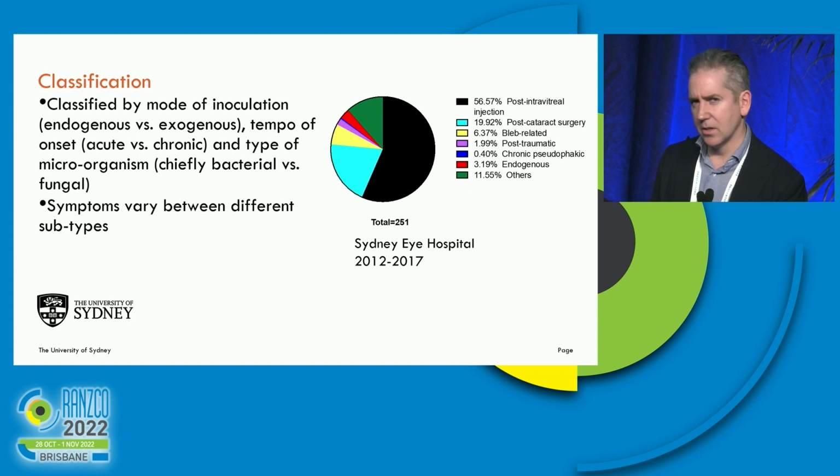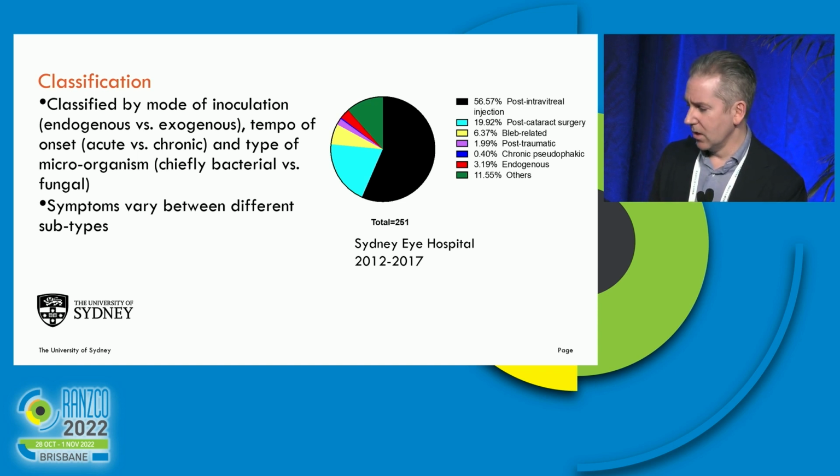I spoke previously at a RANSCO conference about fungal endophthalmitis, so I'm not going to cover that here. It's important to note that the symptoms can differ by causative organism. We've already heard that Streptococcus species is associated with severe infection, and that's in contrast to Staph epidermidis, which is associated with more mild inflammation comparatively.